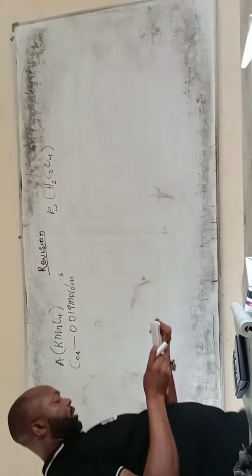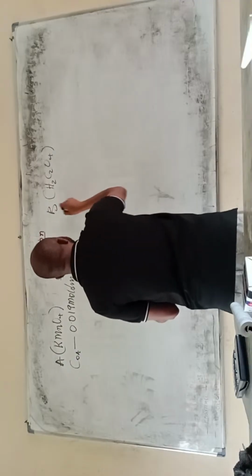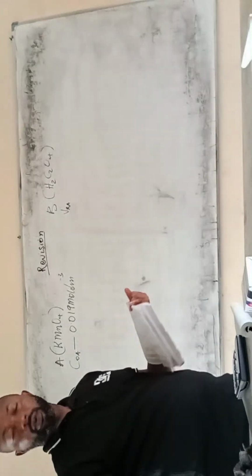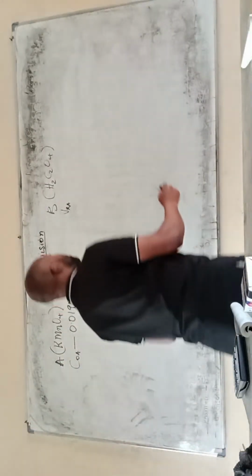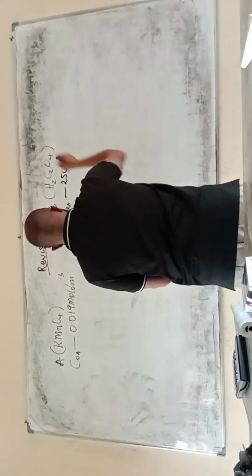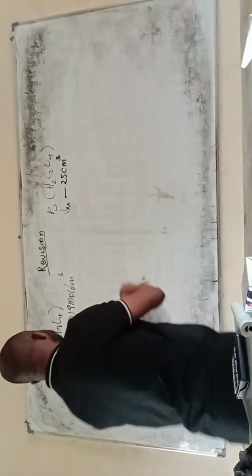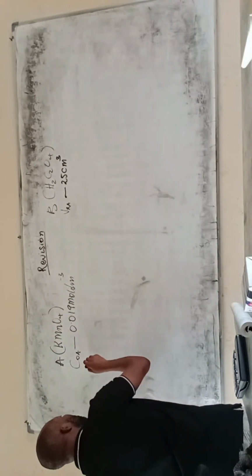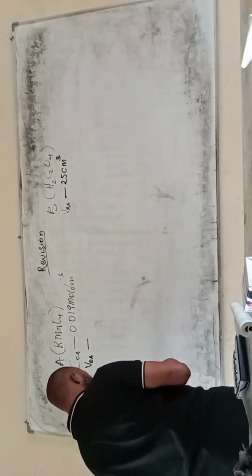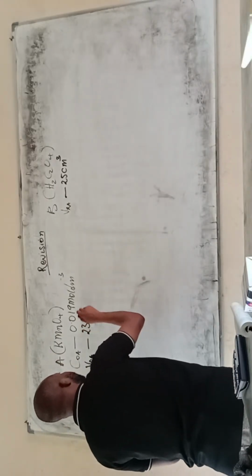Okay, if that is it, we should prepare 25 cm³ of the reducing agent. The volume of reducing agent is 25 cm³. Now we come back here. The volume of oxidizing agent at the end of the titration is 23.5 cm³.